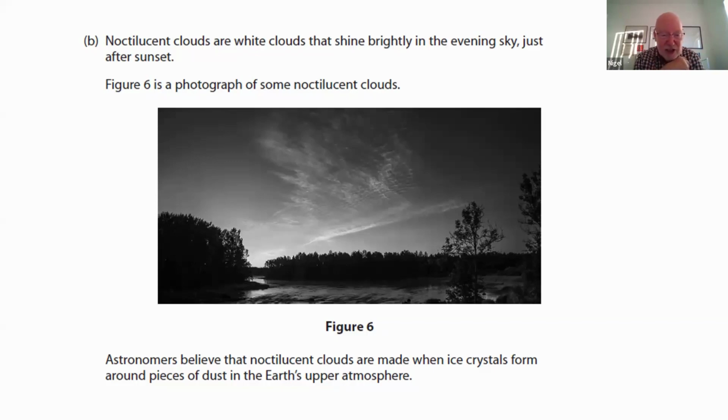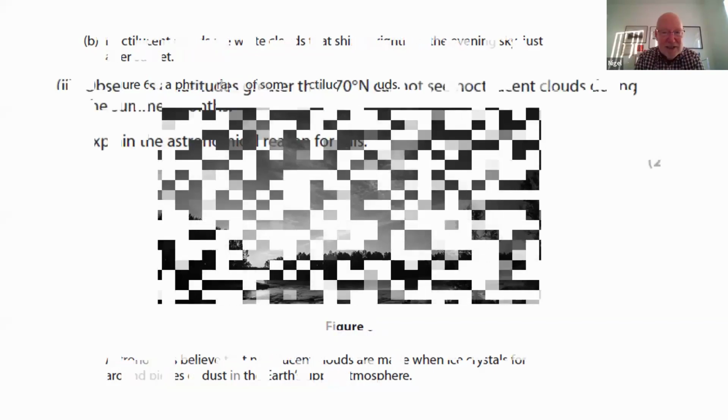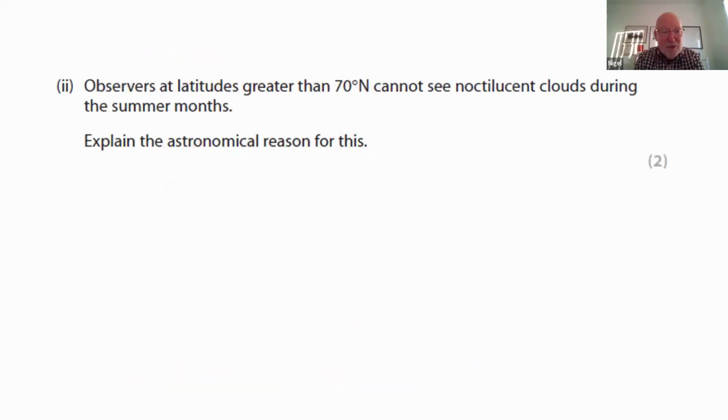Those are noctilucent clouds. And it says that astronomers believe that noctilucent clouds are made when ice crystals form around pieces of dust in the Earth's upper atmosphere. Okay. Right, so what does the question say? Next one, please, Alastair. It says, observers at latitude greater than 70 degrees north can't see noctilucent clouds during the summer months. Explain the astronomical reason for this. Right, anyone going to go?